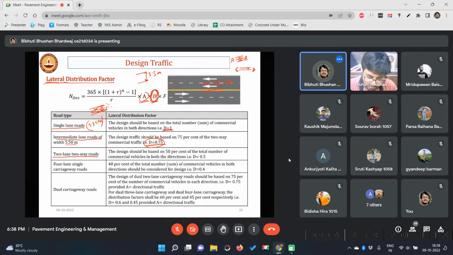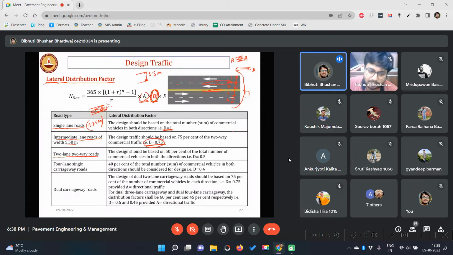All right. Similarly, two-lane two-way roads. What is two-lane two-way? Is this a two-lane two-way road? Yes or no? Yes, sir. No. See, how many lanes are here? First you tell me. How many lanes in this diagram? Four lanes. This is one lane, this is one lane. There are four lanes, 1, 2, 3, 4.